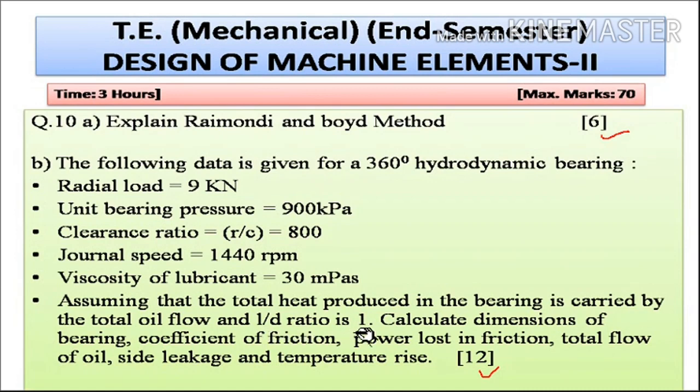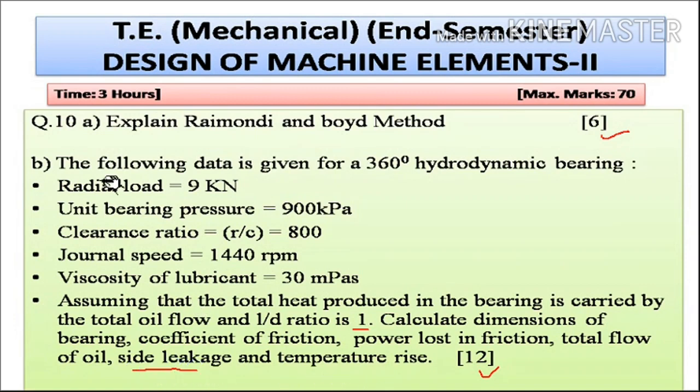So we are asked to calculate the dimensions of the bearing. That means you have to design this bearing, to get the dimensions of this bearing. You have to find out how much is the coefficient of friction between the journal and the bearing. We have to also find out how much is the power lost in friction and the total flow of oil which is required to be supplied to have this hydrodynamic action in this particular bearing. And also, as we are supplying this oil continuously to this bearing, there is a flow of oil from the side, so how much is the side leakage, that you are also asked to find out, and how much will be the increase in the temperature of the lubricating oil, that you have to find out.